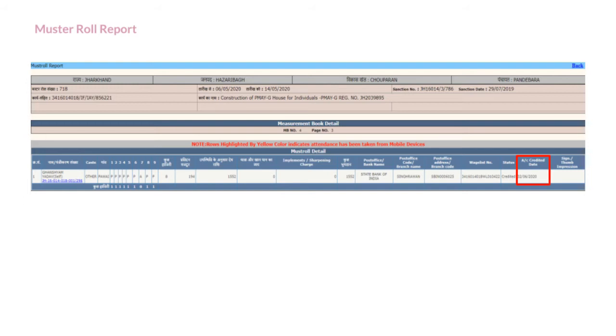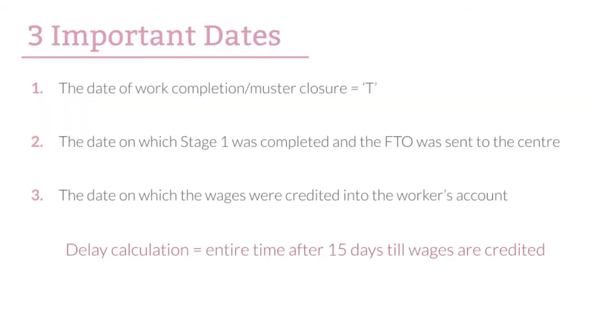In order to understand the real delay, it's important to know three dates: T, which is the date of muster closure or work completion, the date on which stage 1 was completed and the FTO sent to the center, and the date on which the worker's account was credited with wages. Delay calculation must include the entire time taken from 15 days after the work completion to the time the amount is credited to the worker.